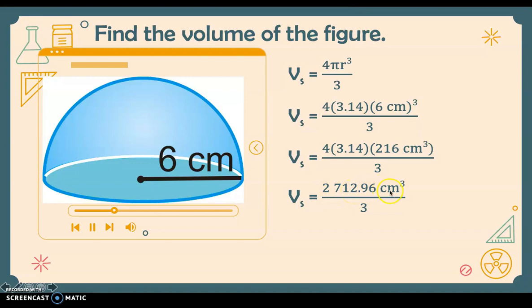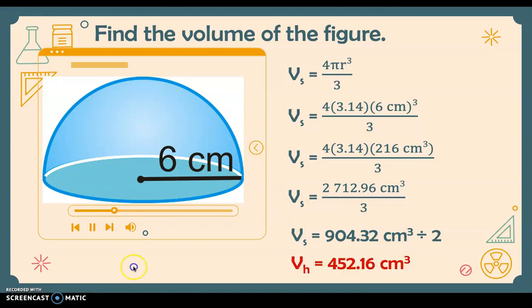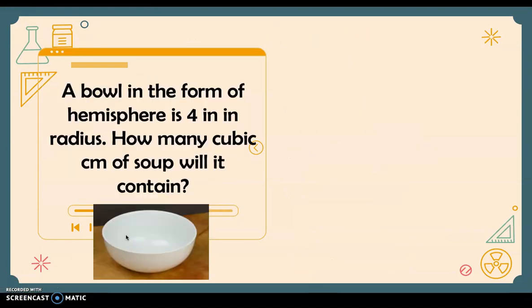We have 2,712.96 cubic centimeters. Then we divide by 3. Our answer is 904.32 cubic centimeters. Then we divide it by 2 since it's only half of the sphere, or hemisphere. We have the volume 452.16 cubic centimeters.